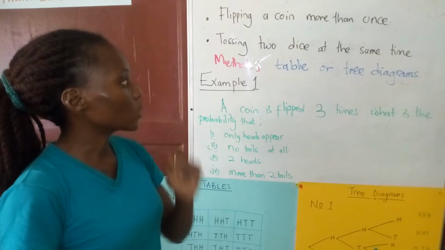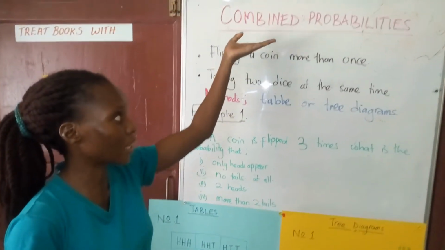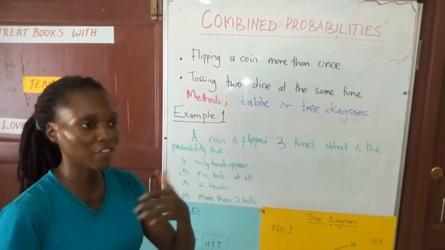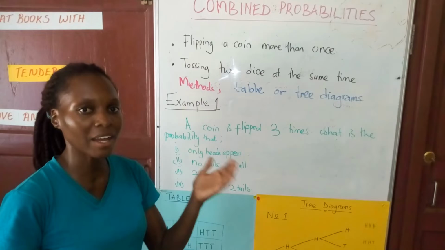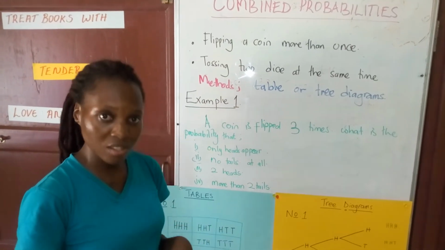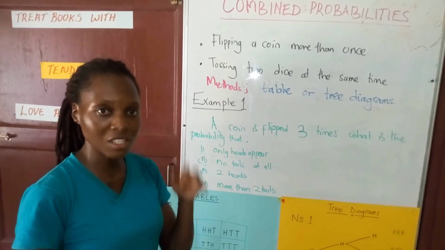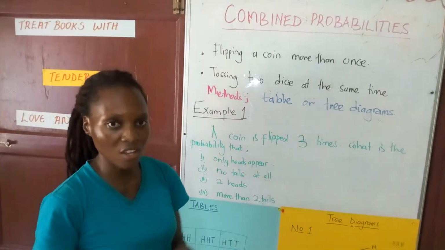Then for today, we are going to look at a different way. What we were looking at was combined probabilities, where you can either have one thing being done a number of times, or you have 2 things done at a go. All these things work with independent events, or independent probabilities, where the effect in one does not affect the other.